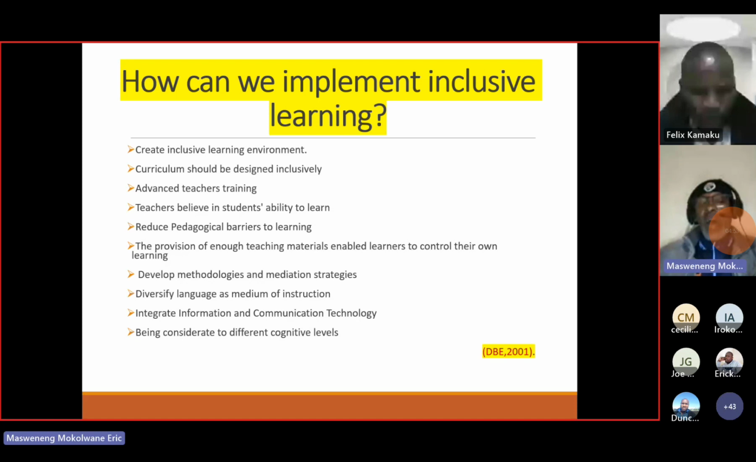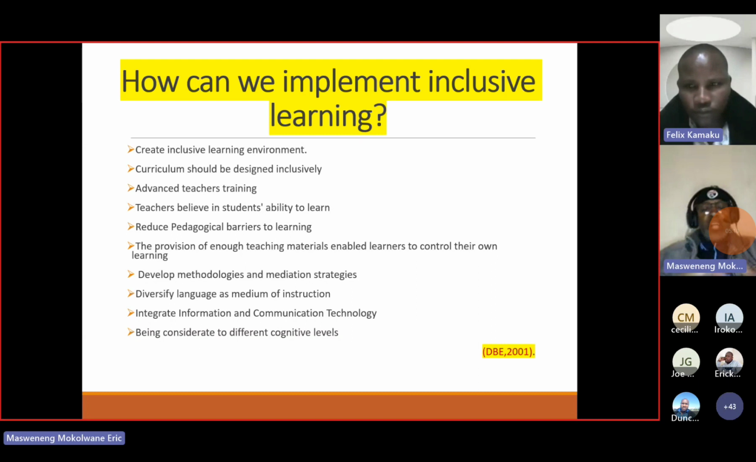And now the other thing that we need to do is to make provision of enough teaching resources or materials that will enable learners to control their own learning. That means learners will be autonomous. Learners will be able to undertake learning without the assistance of a teacher.